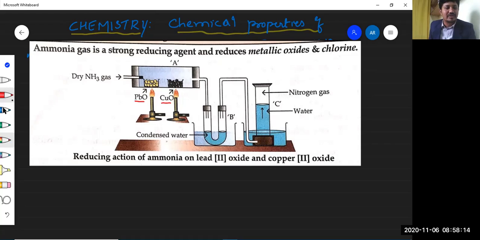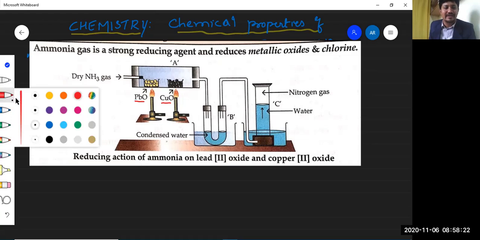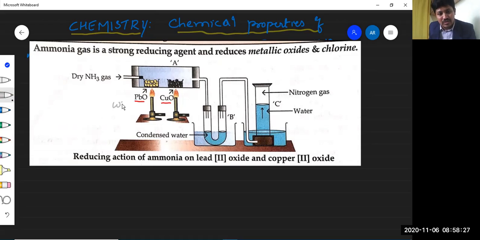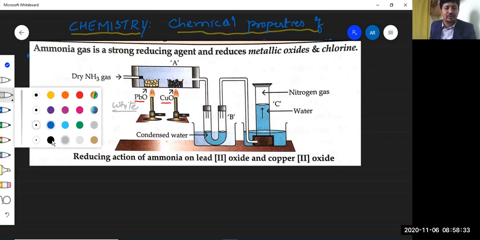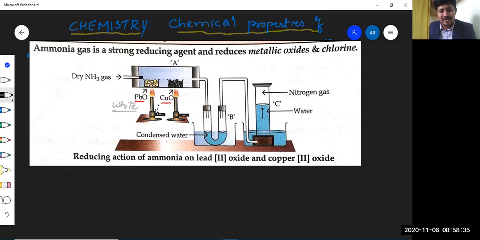So initially you should remember the color of lead oxide. Basically, the color of lead oxide is white in nature. Okay, let me write: lead oxide is white in color. What about copper oxide? Copper oxide is black in color. You already know that copper oxide is black in color. Now we are heating both oxides up to a certain temperature.